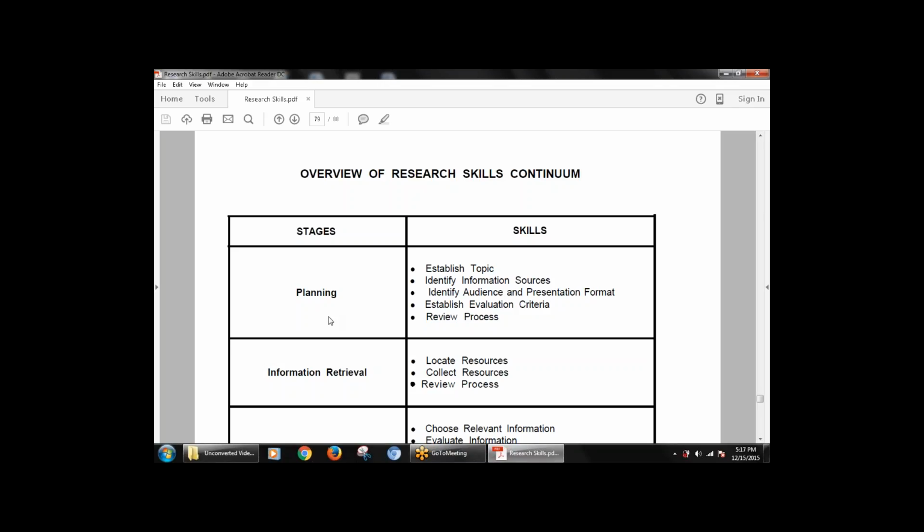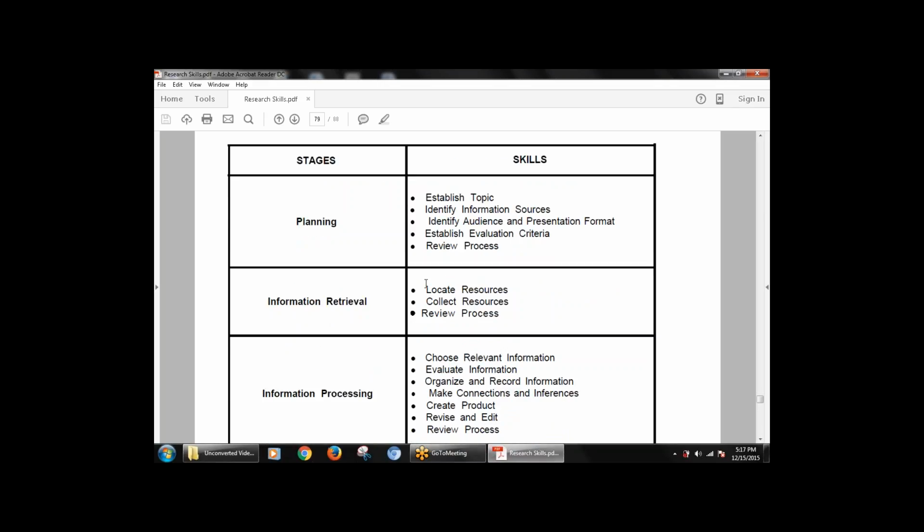Then the next stage is information retrieval, which includes 3 skills: locate resources, collect resources, and review process. That means the review process is included in each and every stage. First the student or the teacher locates where the resources are available, then collects the resources in the form of information.